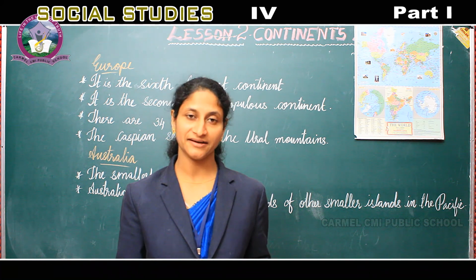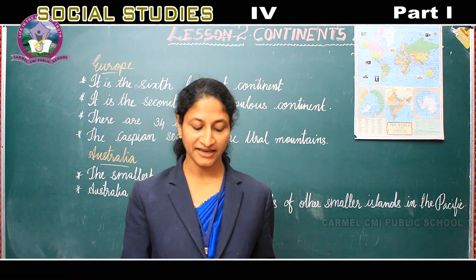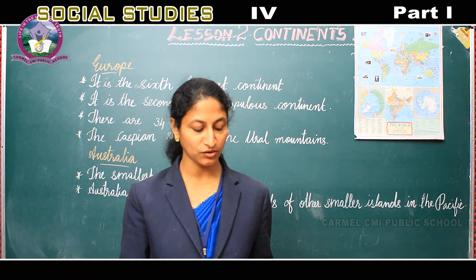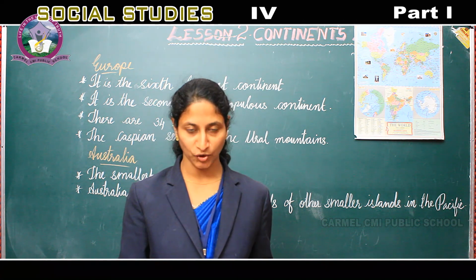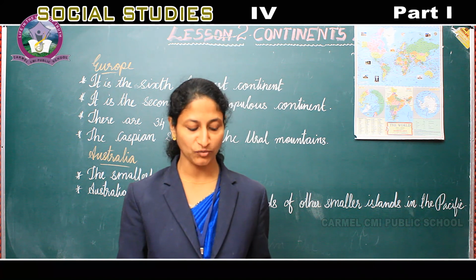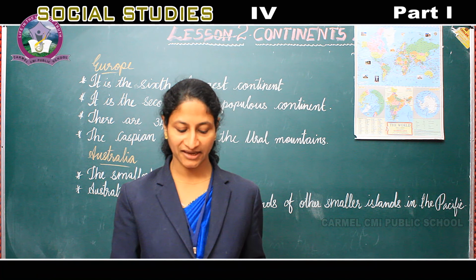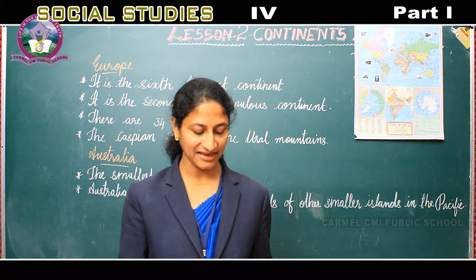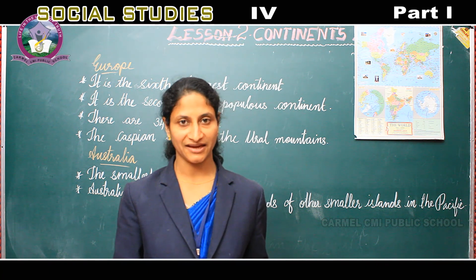Now let's read the textbook. Europe. It occupies only a very small area of the landmass. It is the second smallest continent. However, there are 34 countries in Europe, and it is the second most populous continent. Britain, France, Germany and Italy are in Europe. The Caspian Sea and the Ural Mountains separate Europe from Asia.